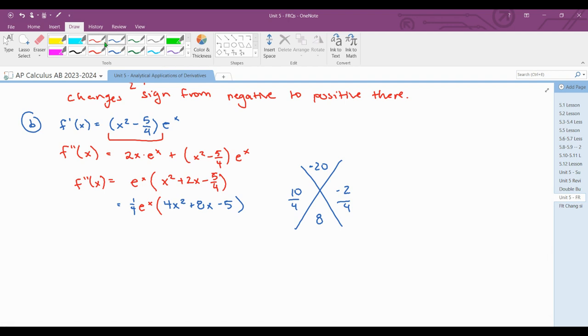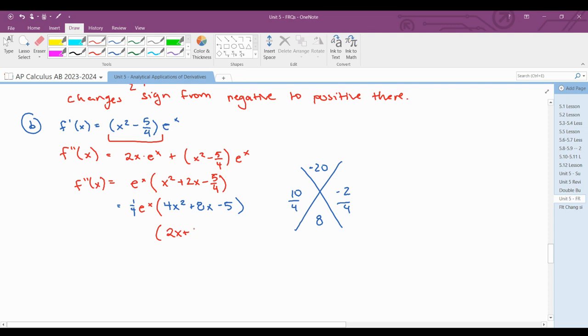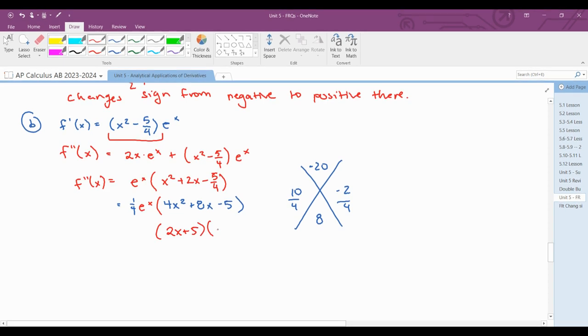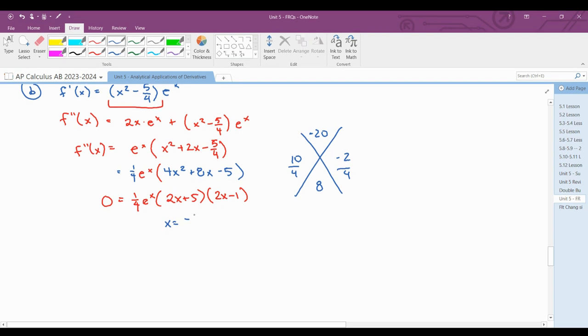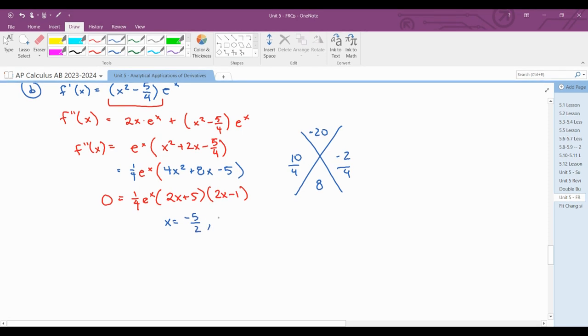And so what you end up getting for your factors are 2x plus 5 and then 2x minus 1. And you still have the 1/4 e to the x there. Again, you don't have to do it this way, but it's a little trick that you could do. And so the x values you end up getting, regardless of what method you do, is negative 5 over 2 and then positive 1/2. And so if we want to make sure that these are actually inflection points, we're going to have to make a sign chart.